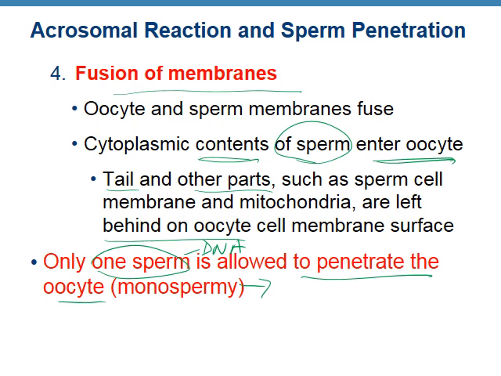So this is what we want. We want monospermy. And why? Because we want 23 chromosomes from the oocyte, and we want 23 chromosomes from the sperm, so that when we put them together, we have 46 total, right? If we're human, if we're talking about humans.